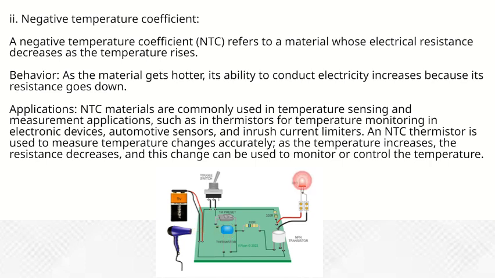Now, NTC materials are commonly used in temperature sensing and measurement applications, such as in thermistors for temperature monitoring, in electronic devices, automotive sensors, and inrush current limiters. An NTC thermistor is used to measure temperature changes accurately. As the temperature increases, the resistance decreases, and this change can be used to monitor or control the temperature.